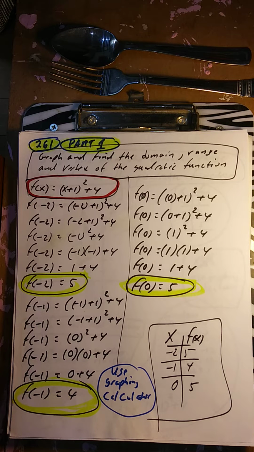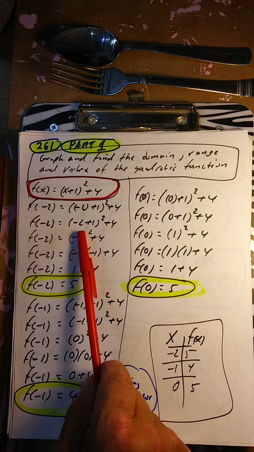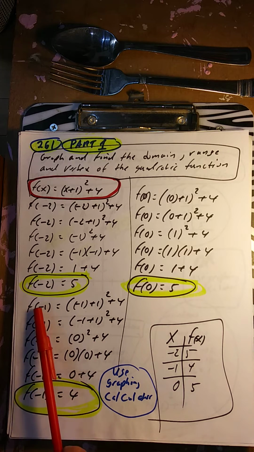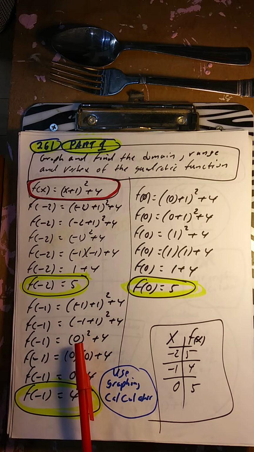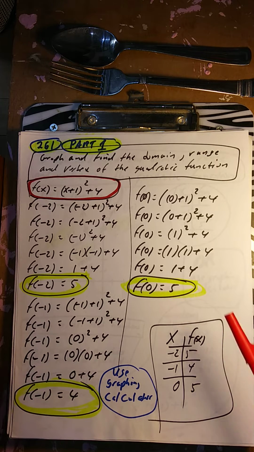Graph and find the domain, range, and vertex of the quadratic function. I picked some numbers in there. Put a -2 in there: -2 plus 1 is -1, and -1 squared is 1. 1 plus 4 is 5. Put a -1 in there: -1 plus 1 is 0, 0 times 0 is 0, plus 4 is 4.